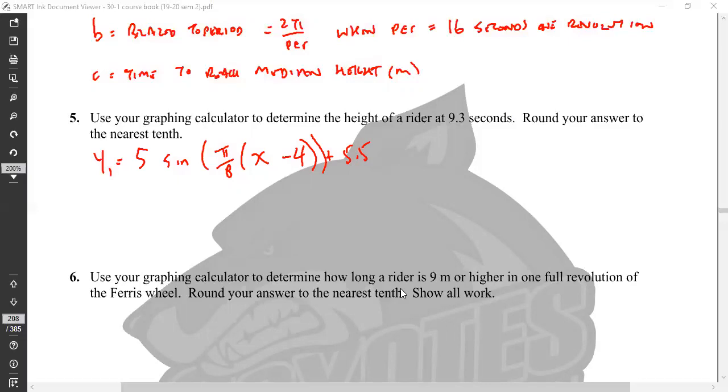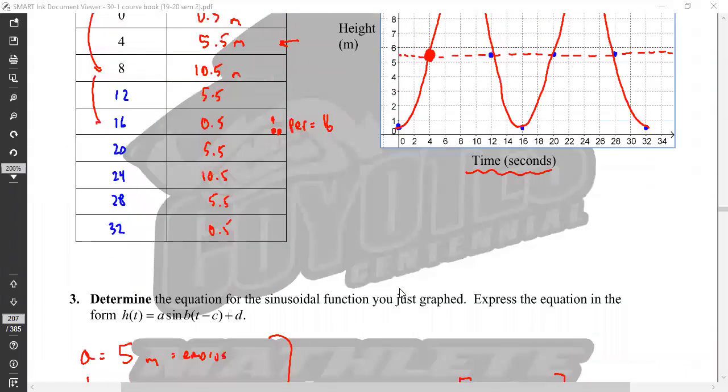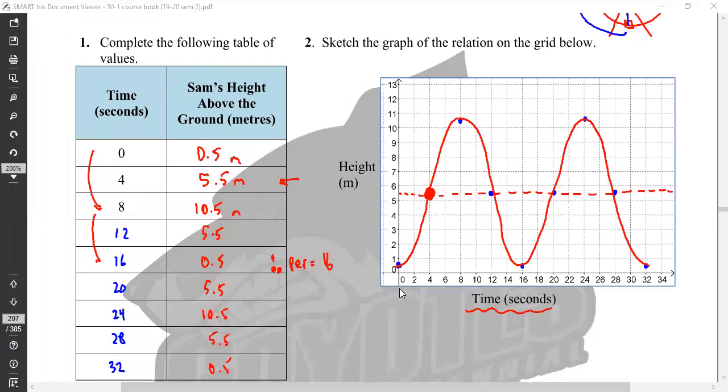So if we graph that into your calculator, now your window settings, let's come back to here. These should be your window settings. So let's start x minimum at 0 and x maximum at 34. Let's have y minimum at 0 and a y maximum at 13 when you go into your window settings. That way, what you see on your screen should look just like this.